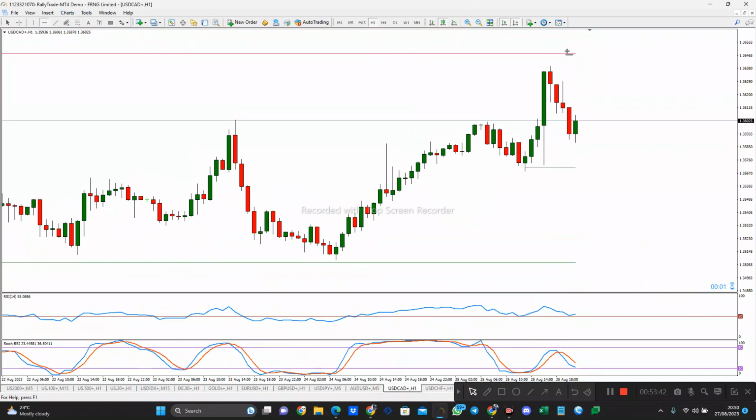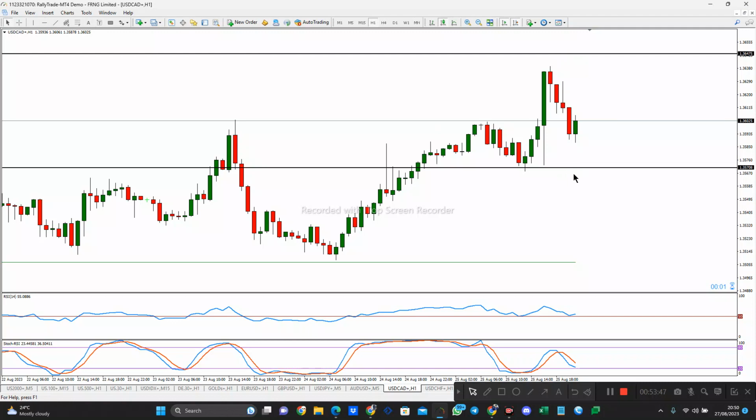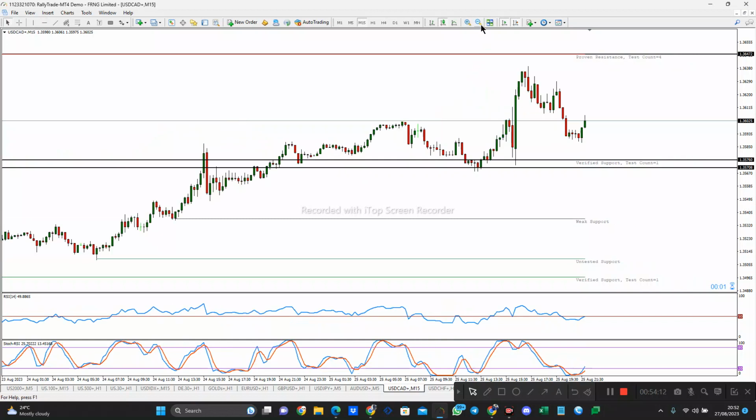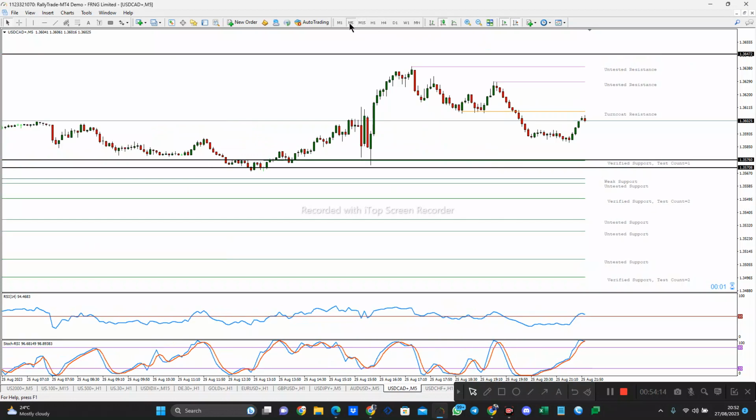So the closest resistance here, closest support here. Then go to 15 minutes. Draw minor resistance and minor support as well. There's just one here. Draw it there. Go to 5 minutes and see if there's anyone.